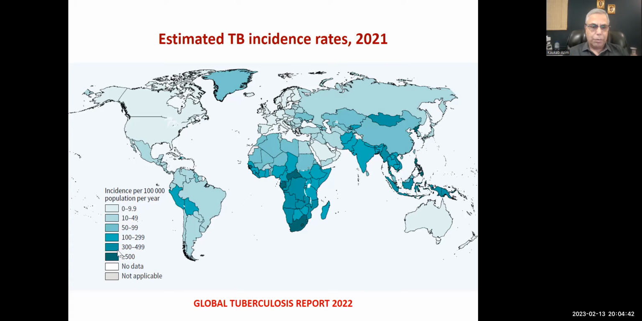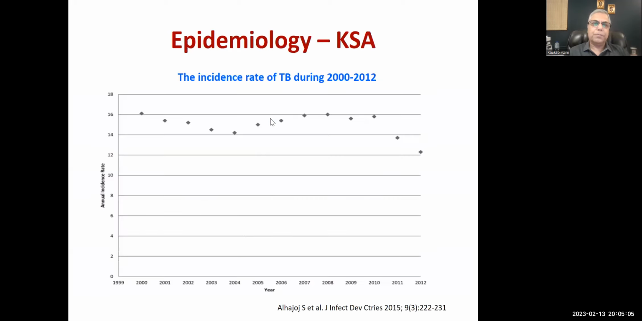But if you look at 300 to 500 people, that's pretty common in Africa, and a little less in India and Pakistan, Afghanistan, far eastern countries, right? And Saudi Arabia, if you look over here, Saudi Arabia has a very low incidence of tuberculosis, just like USA, Australia, or some European countries.